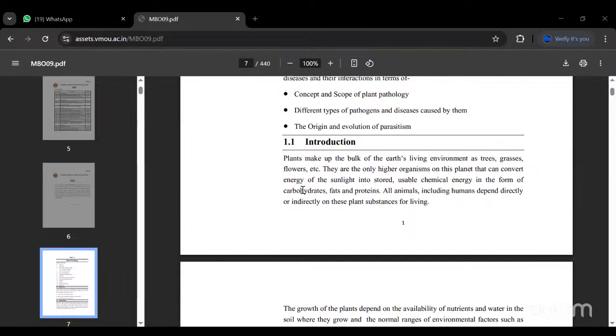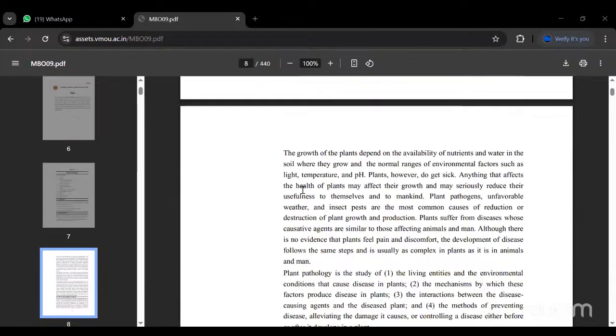All animals, including humans, depend directly or indirectly on these plants. The growth of plants depends on the availability of nutrients and water in the soil where they grow, and on the normal range of environmental factors, meaning light, temperature, and pH.